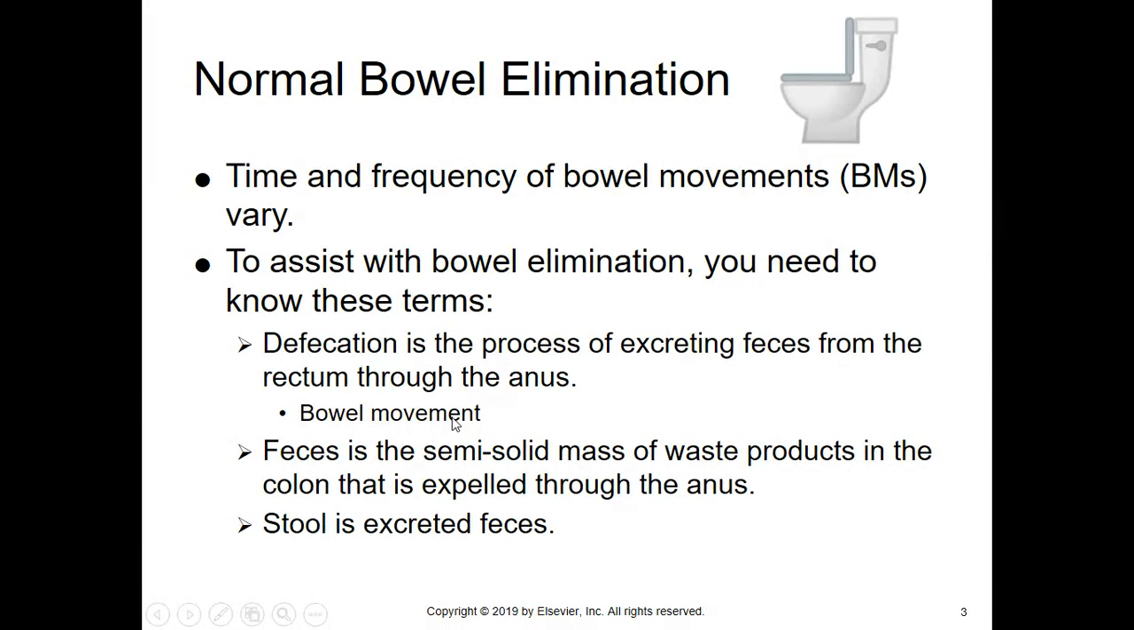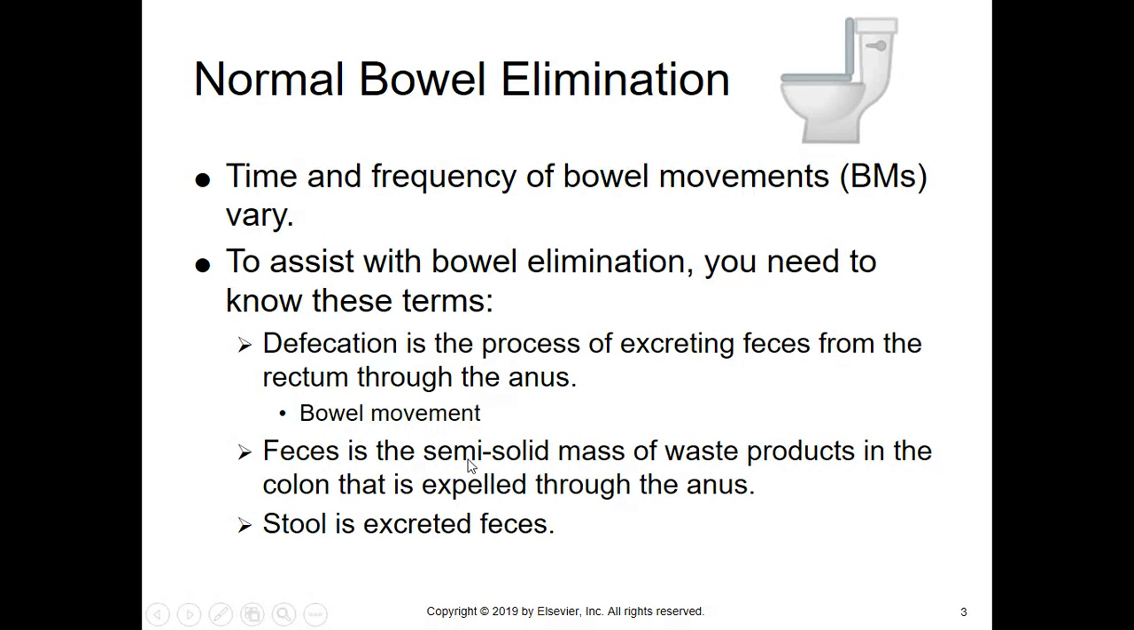But again, we don't use number 2. We don't use the word poop. Instead, we say bowel movement, or the patient defecated, okay, or they eliminated their bowels. So those are words that we use. So defecation is sitting down to have a bowel movement. It's the process of moving feces. So process is ION. Fec is feces from the rectum to the anus, okay?